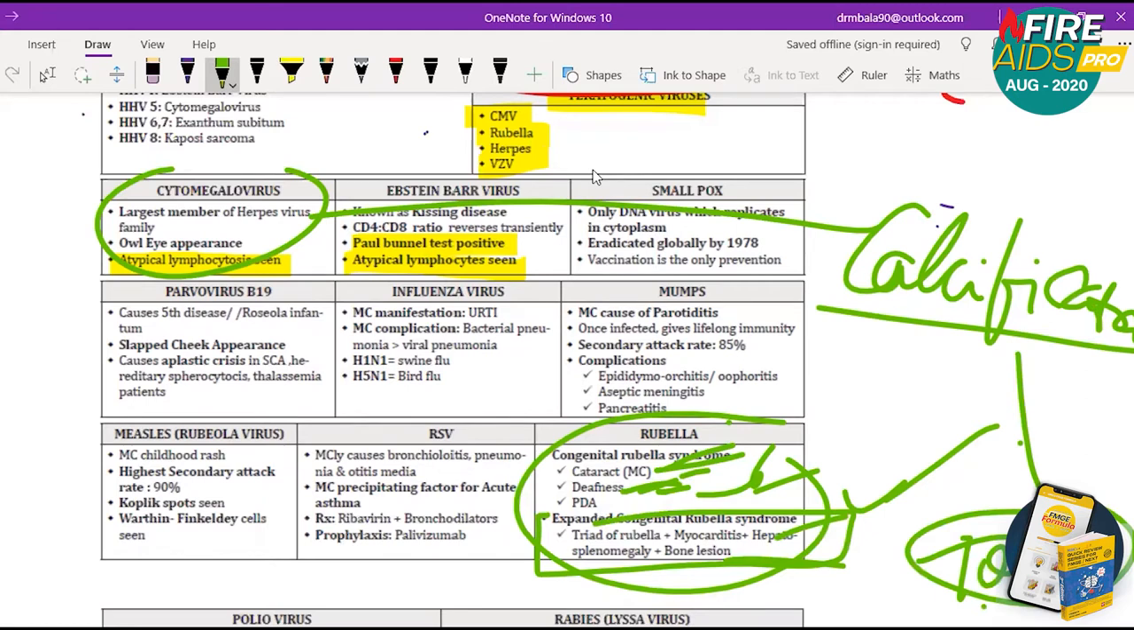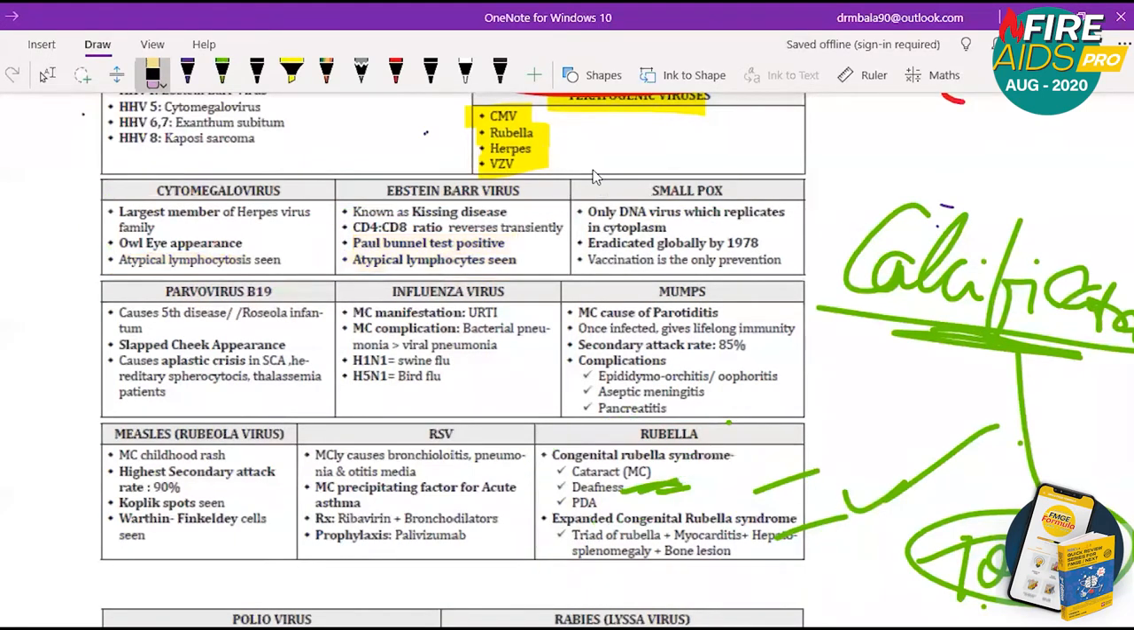Okay. Mental retardation is not seen here. So what you need to know is that calcification in the brain on CT scan means you should go for CMV, rubella, and toxoplasmosis. So these three should be remembered. This is just an additional point anyway.